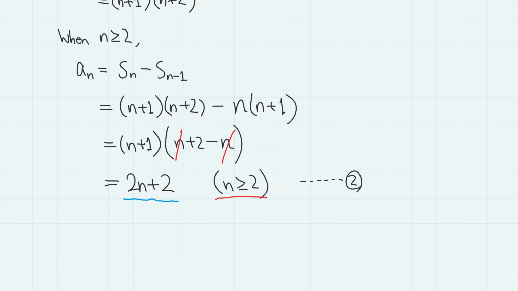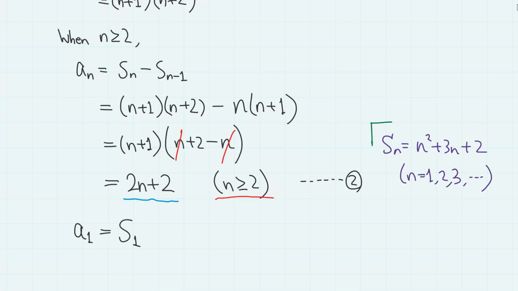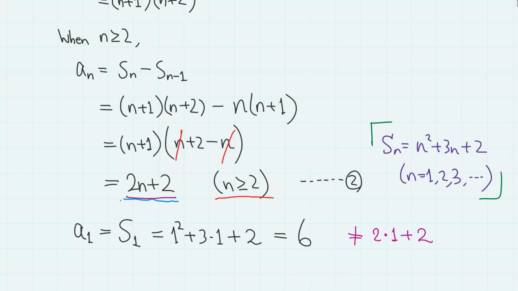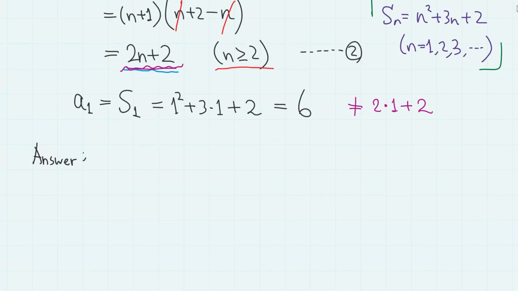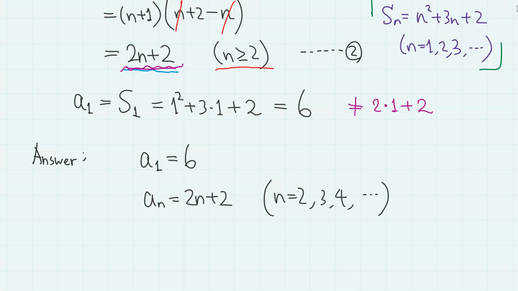So we have obtained the same expression, but here comes the difference. Since this only applies when n is greater than or equal to 2, let us find our a1 separately by a1 equals S1. And using this given expression, we have S1 equals 6, which is not the same result as when we substitute n equals 1 into here. Therefore, this expression, obtained by Sn minus Sn-1, does not hold when n equals 1. Therefore, we must write the answer as: the first term a1 is 6, and an is 2n plus 2 when n is 2, 3, 4, and so on.